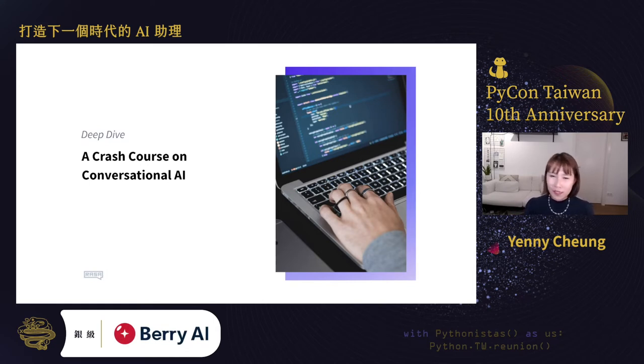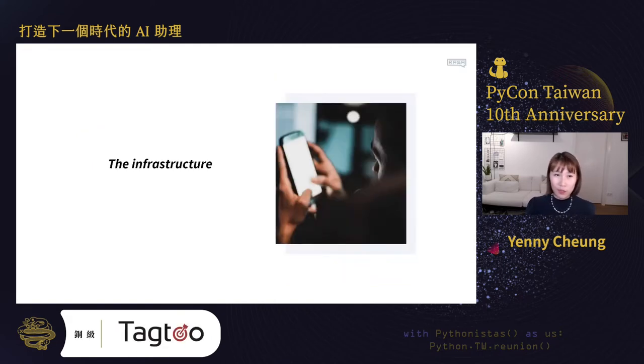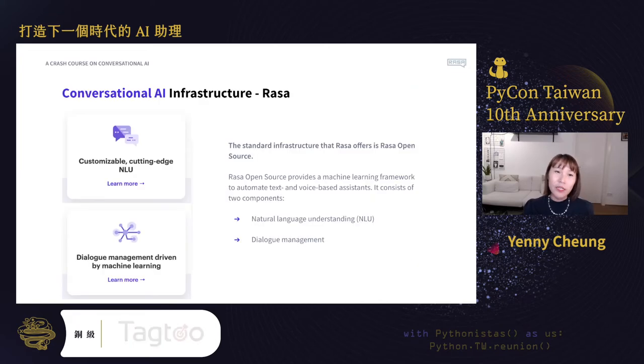Here I'm picking Rasa because that's what I'm most familiar with, but a lot of the solutions in the market follow a similar structure and have similar terminology. So it's also generic knowledge that we're talking about here. We'll first begin with talking about the infrastructure.